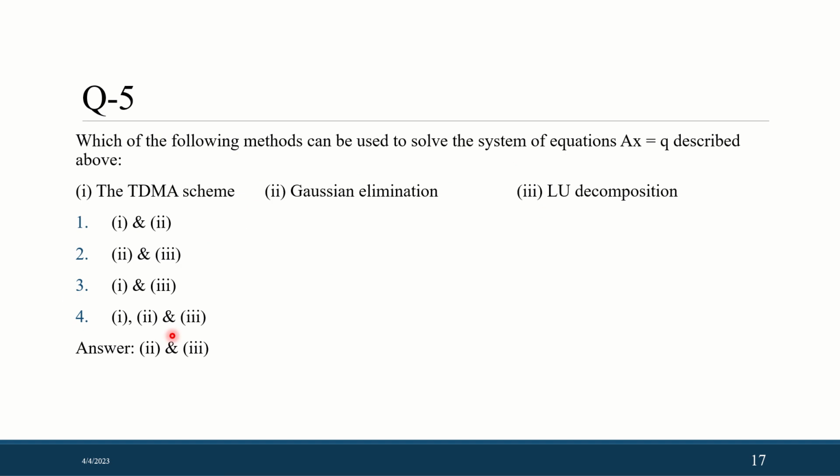So the answer to this problem is second and third. 2 and 3 both can be used. TDMA, because it did not form any sort of diagonal structure, we could not use the TDMA scheme.